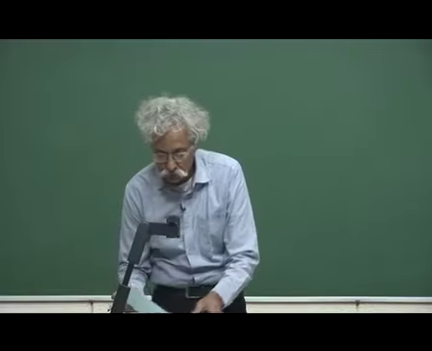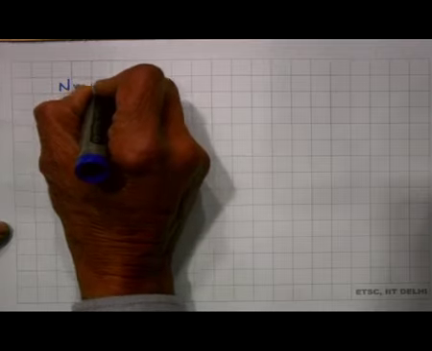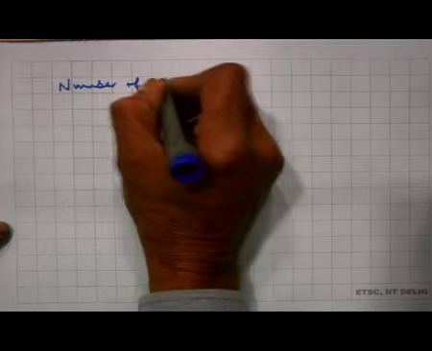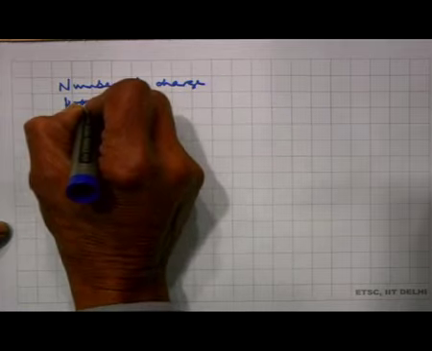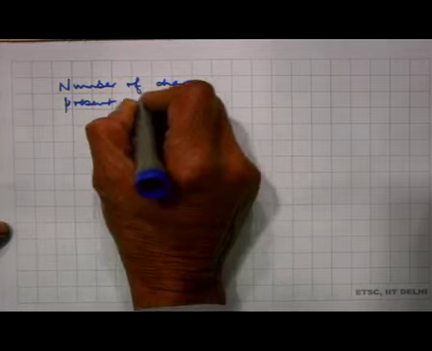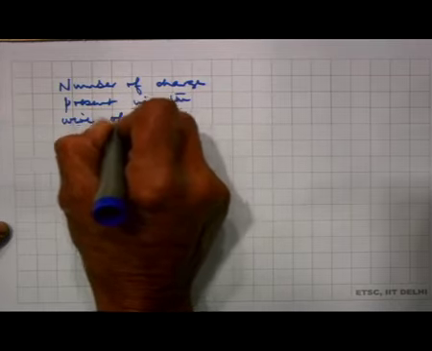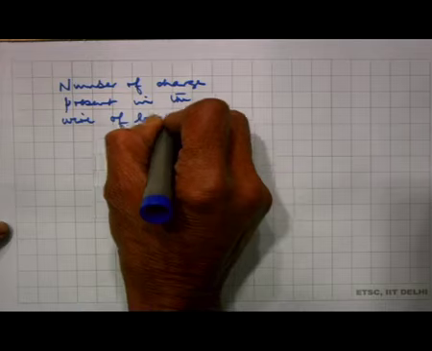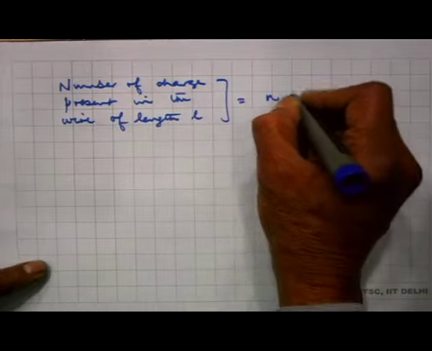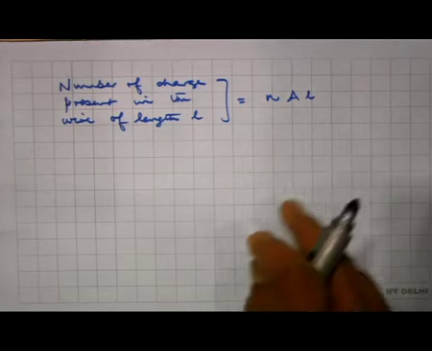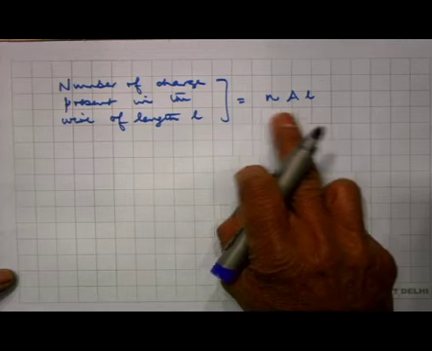So, the number of charges present in the wire of length L is equal to n times A times L. A times L is the volume, n is the number of charges per unit volume. So, the total number of charges is this.